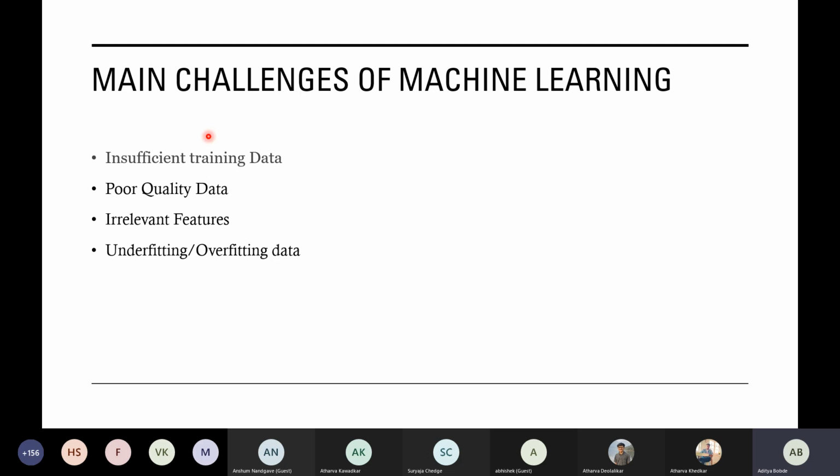The second one is poor quality data. If your training data is full of errors, outliers or noise, it will make it harder for the system to determine the patterns. The algorithm tries to find the patterns by itself, but if the data has lots of errors or noise, it will be very difficult for the model to find the patterns. For this there is a process called data cleaning, and this is the irritating part for me.